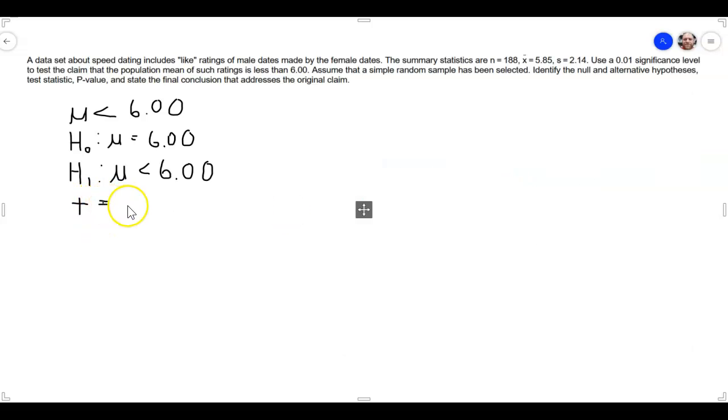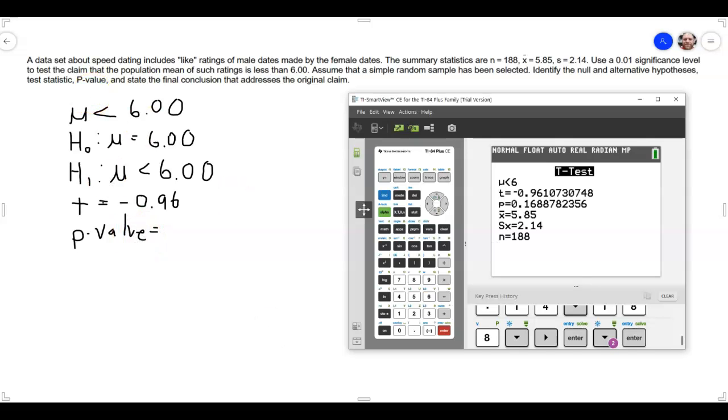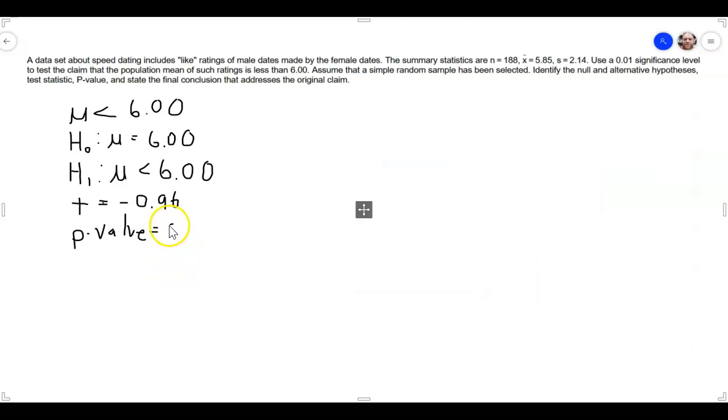So it's equal to negative 0.96. My p-value is equal to, I think they asked for that as well, 0.1169. That's the p-value, and state the conclusion. So this is how we do it. We look at this value here, and then I say, is this less than or equal to or greater than my significance level? Well, this is definitely greater than my significance level.